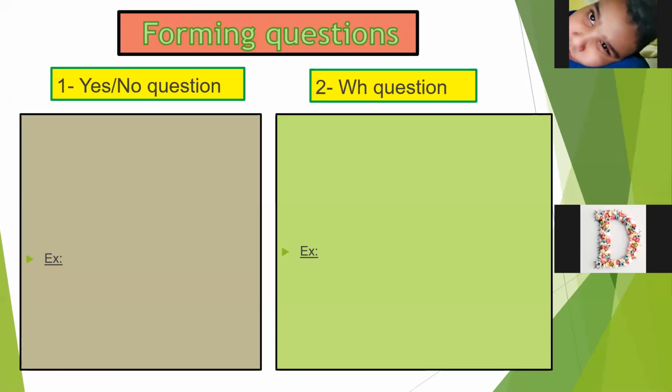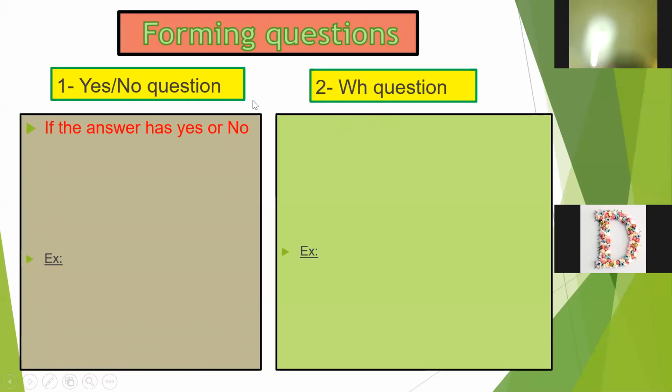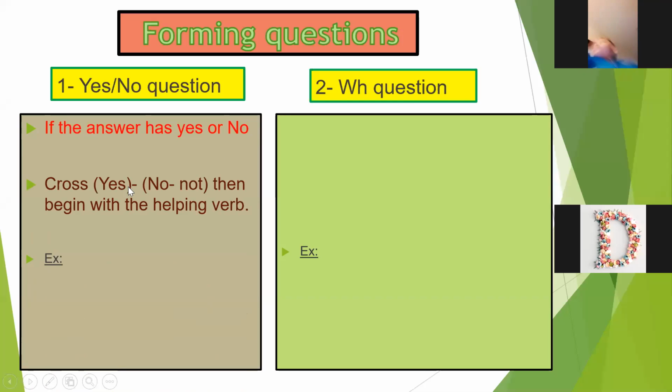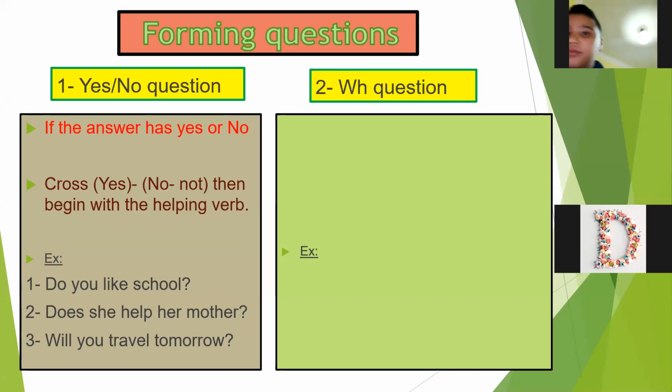So, as we know, we have two kinds of questions: yes or no questions and WH questions. And you know, if the answer has yes or no, what should I do? I will cross yes or no, then begin with the helping verb, if you have is or are or will, okay?